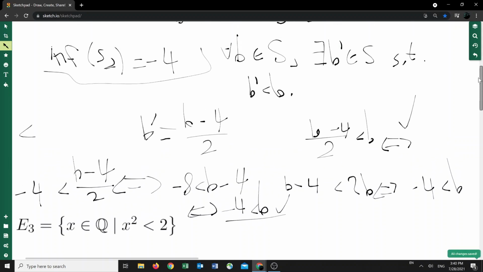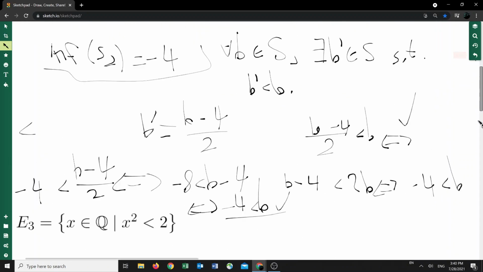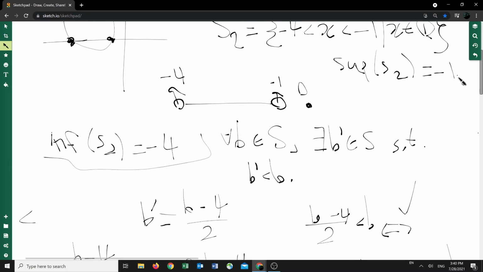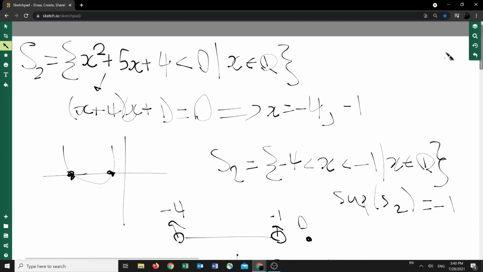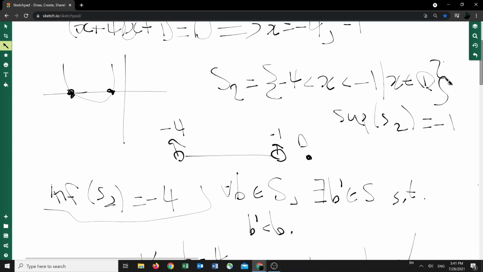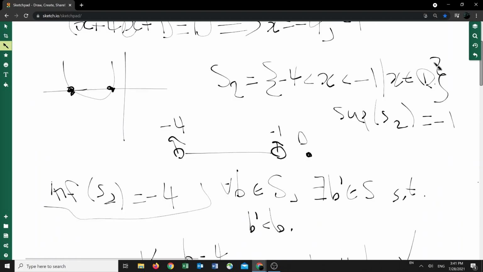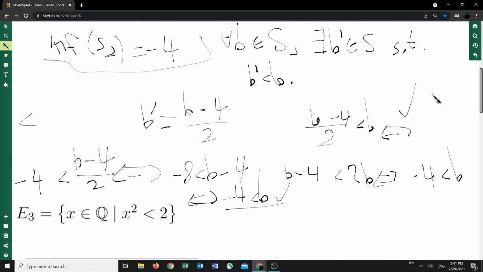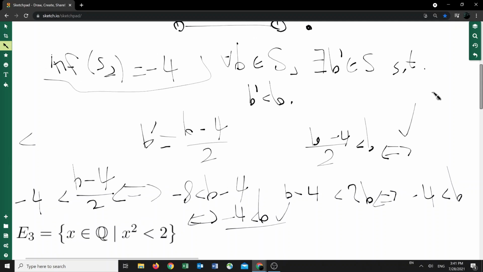Okay, well that completes this problem. And notice that since the infimum and the supremum are not inside of S2, that tells us that this set has no maximum and no minimum.